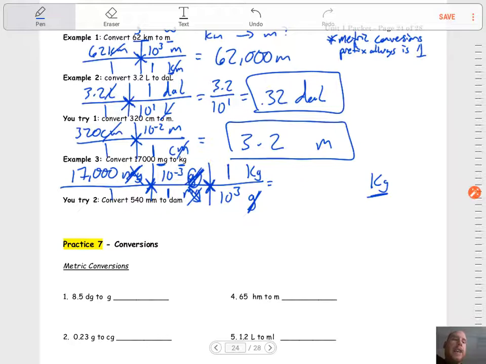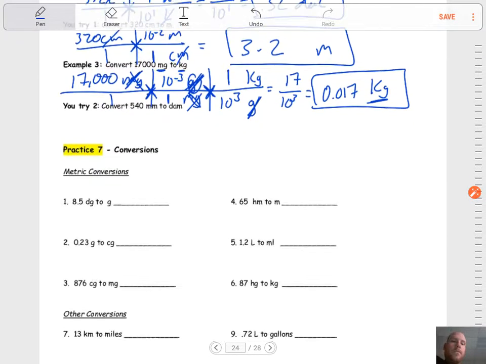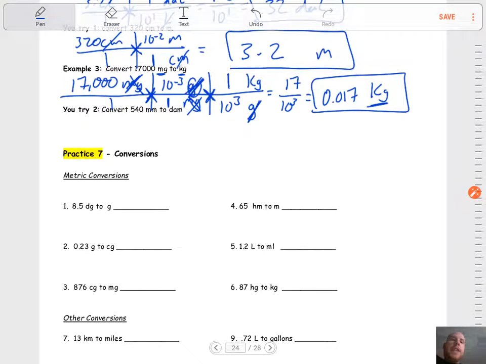So if I did that, 17,000 times 10 to the minus 3rd would get me 17 divided by 10 to the 3rd, which is 1,000. When I do that math, I get 0.017 kilograms is what you should end up with. This is one where, again, if you're struggling with the calculator or understanding the math, call me over. Don't hesitate. You guys try this one on your own.